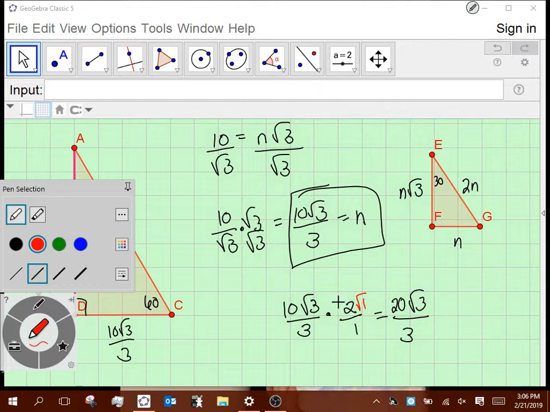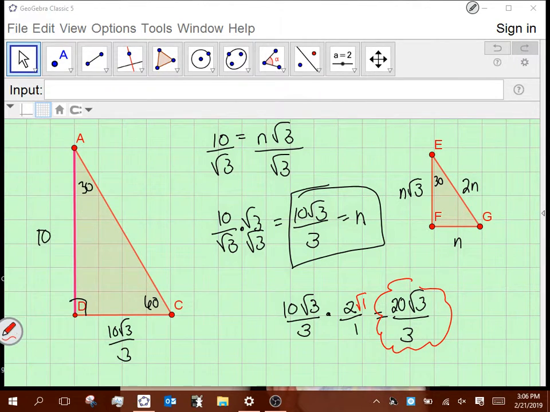The reason for that is because our rule says you multiply the numbers that are on the outside, so the 10 and the 2, and they stay on the outside. Then you multiply the numbers on the inside, and they stay on the inside, right? Now, when I get that, do any of those numbers on the outside reduce? Does 20 and 3 have common factors? No. So now I have 20 root 3 over 3. And that's my hypotenuse. Is that all right?